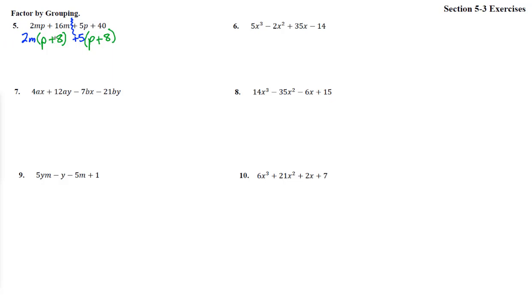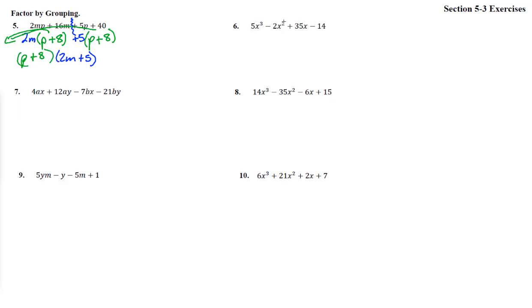And now we notice and say, hey, we have a p plus 8 in both places, so we can pull that out as a common factor of the whole big shebang. We get p plus 8 pulled out here, and we're left with that 2m and that plus 5. And now we have it factored, and it is indeed a binomial times a binomial. Great. Let's try number 6.